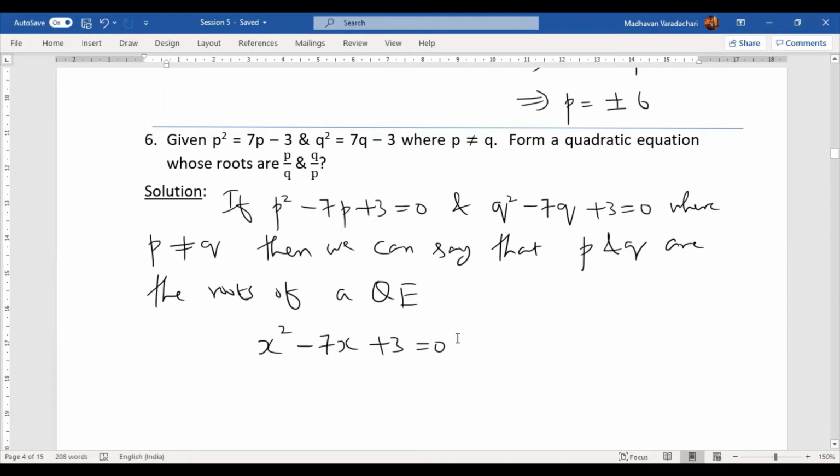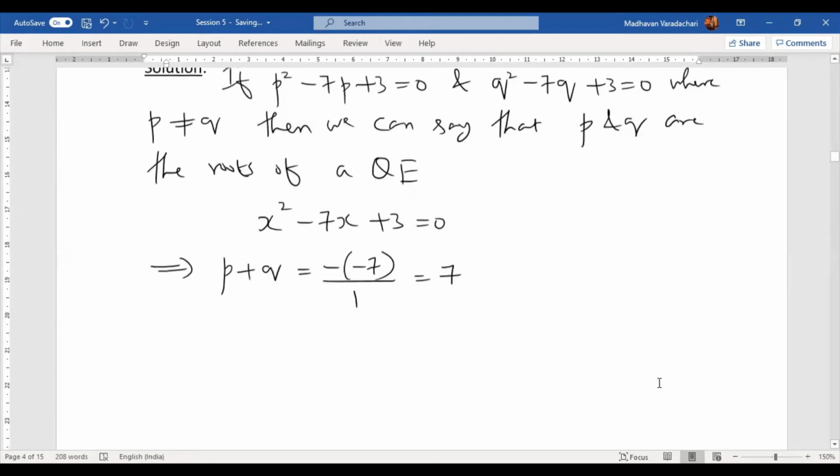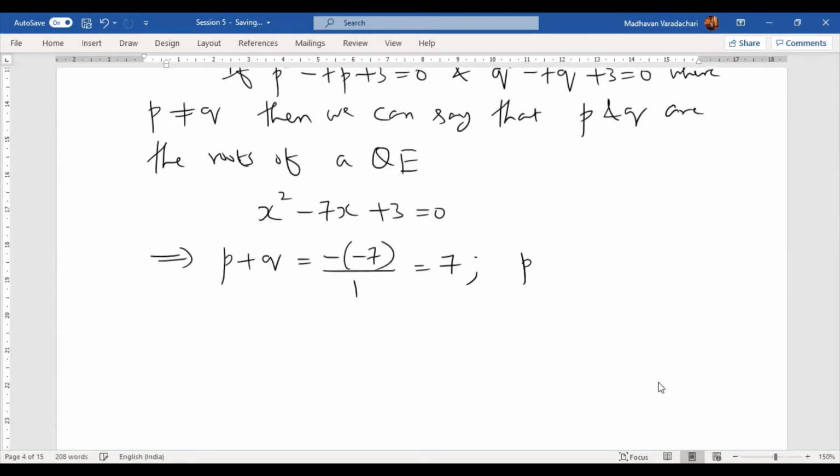That is why I am concluding that P and Q are the roots of this equation, which means I can say the sum of the roots, which is P plus Q, should be minus B by A. What is minus B? Minus of minus 7 by A, which is 1. So I can simply say 7. Then the product of the roots, P into Q, is C by A. C by A means here 3 by 1, which is simply 3. So we got P plus Q as 7 and PQ as 3.